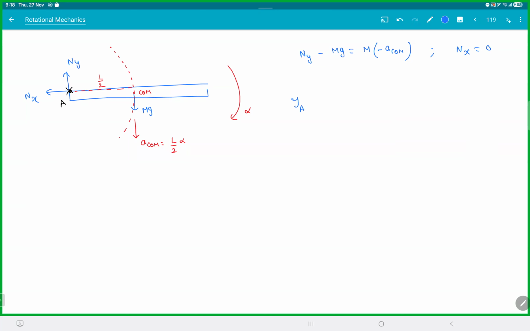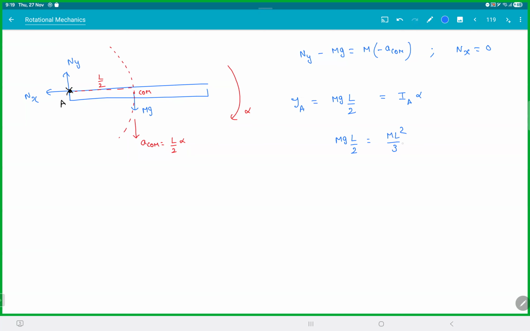Torque about A: torque due to Nx is 0, torque due to Ny is 0. The only torque left is mg, which will be mg into L by 2. That must be equal to I about A into alpha. What is the moment of inertia about the end of the rod? You guys remember the result? mg L by 2 is equal to ml square by 3 alpha.